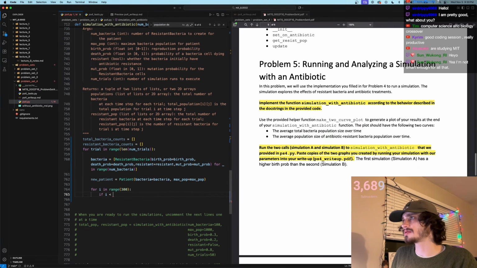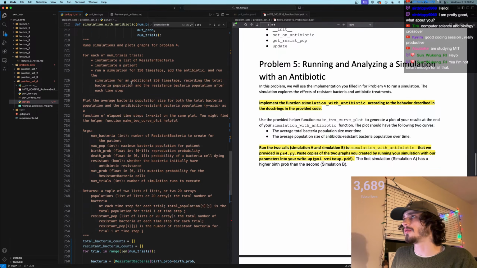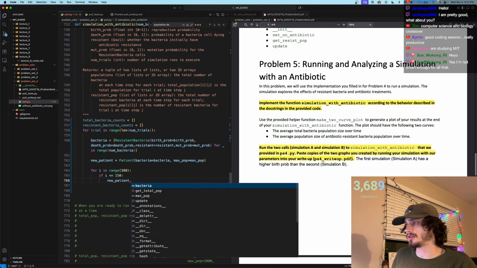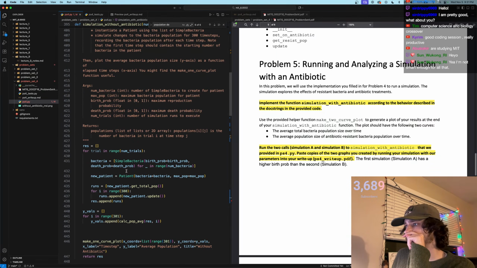If i is less than or equal to 150, we're going to, okay, so then we're going to call new patient dot... get the size of the current bacteria population. The current population.